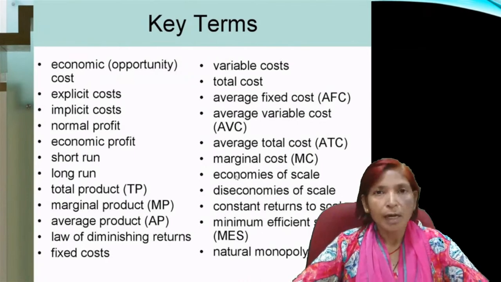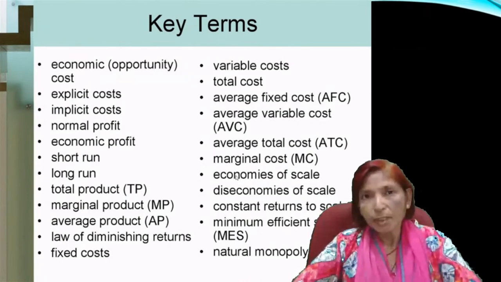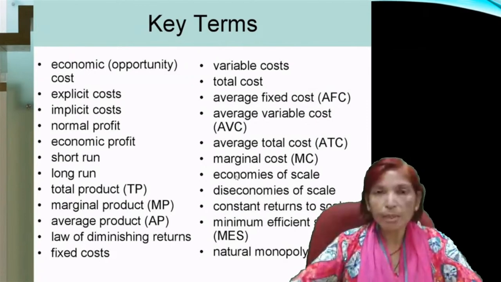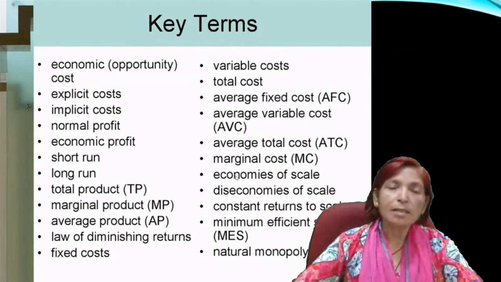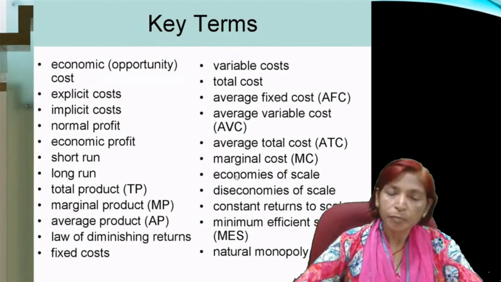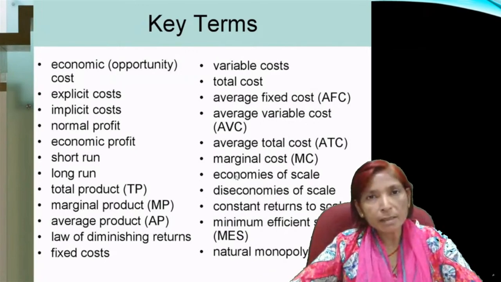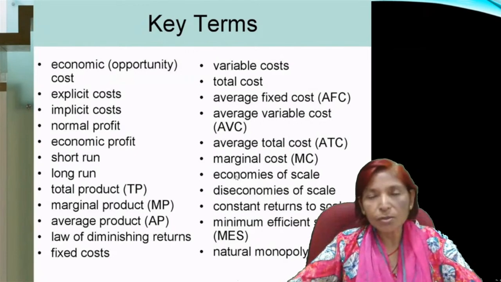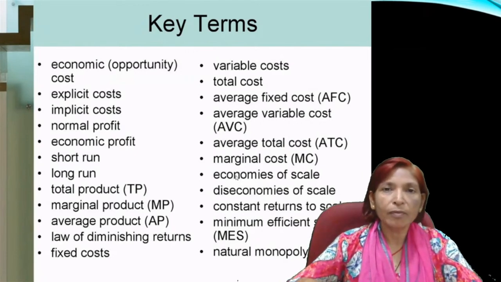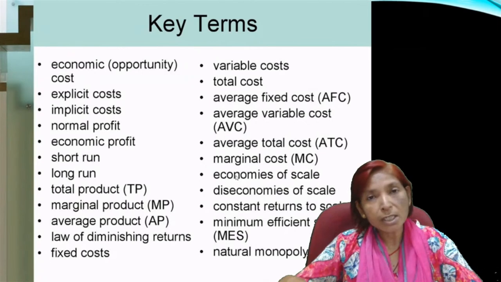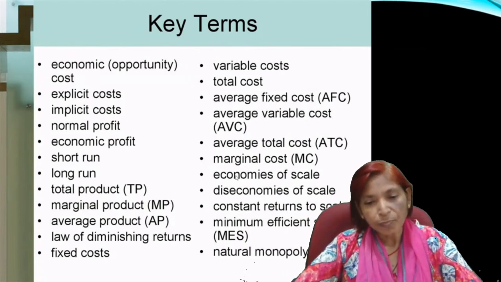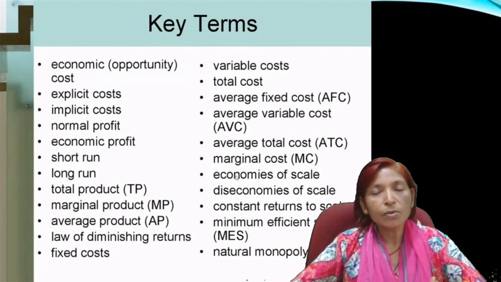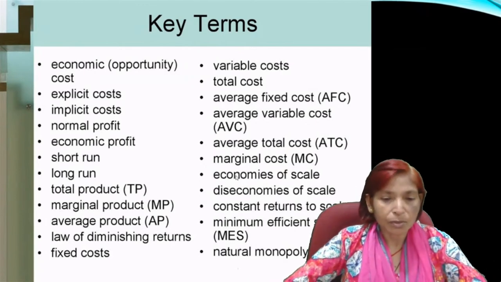If we use 10% of input but get 20% of output, then it will be called increasing returns to scale. And if we use 10% of input and get only 5% of output, it means we are using more input but getting less output. That is diminishing returns to scale. So production may be in the increasing returns to scale stage, and production may be in the constant returns to scale stage, and at last production will be in which stage? Diminishing returns to scale. So there are three main stages of returns to scale, or returns to a factor also.